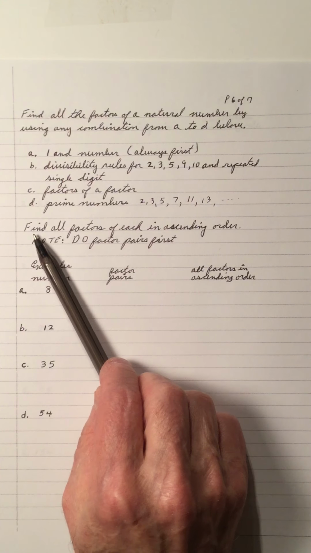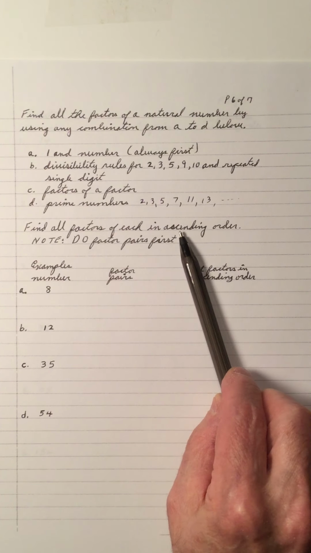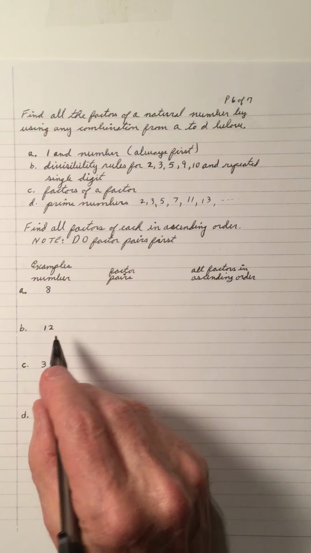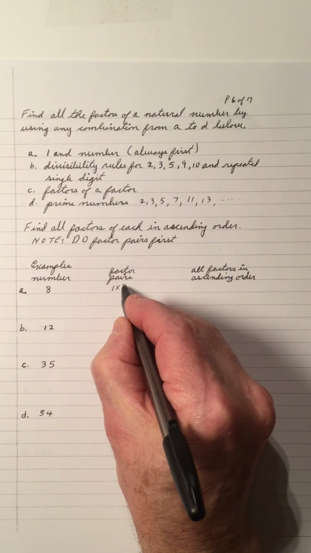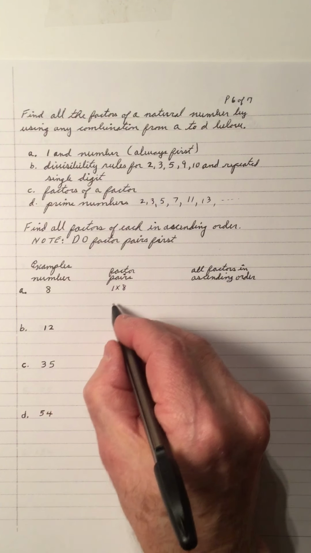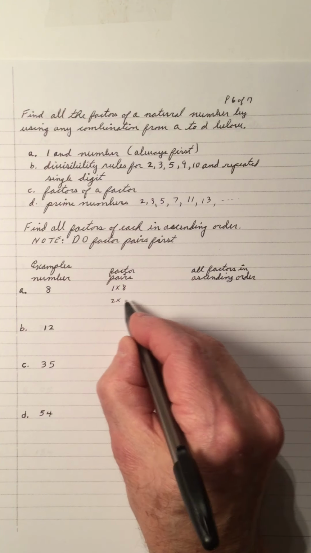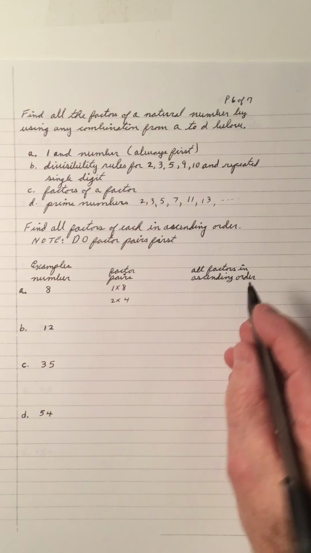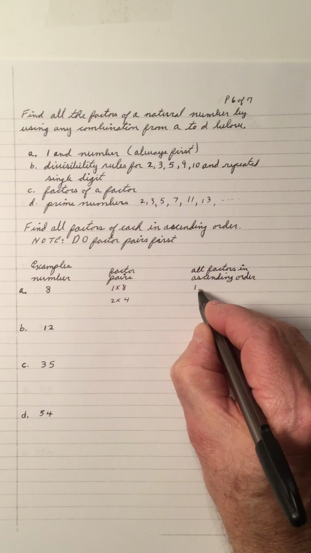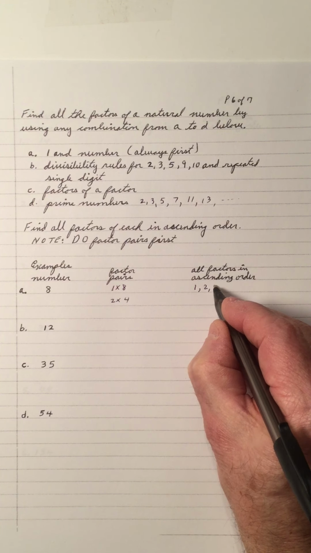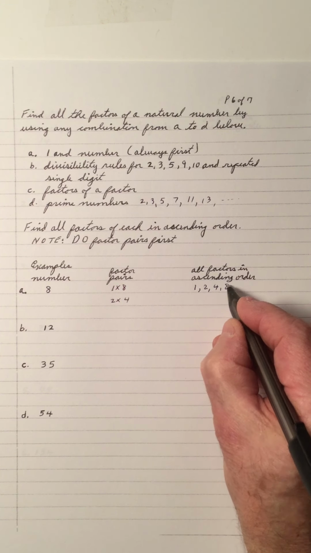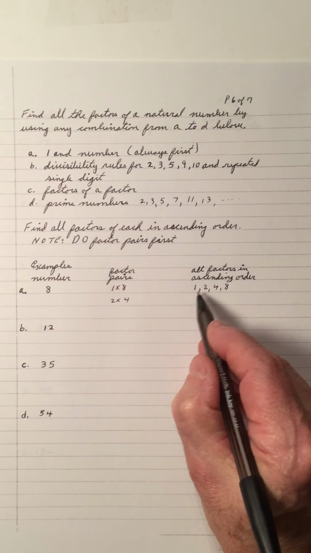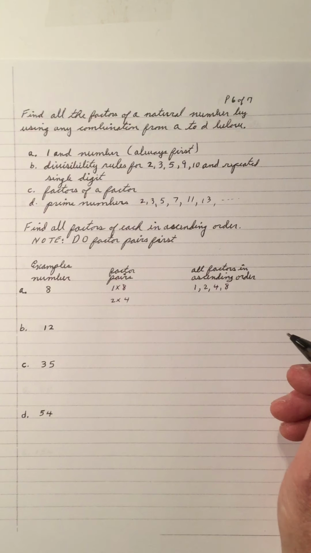Make sure you understand. Find all the factors of each in ascending order. Do factor pairs first. We have an 8, which is 1 times 8. 8 is even, so 2 is a factor, so it's 2 times 4. So we have no more, so we're going to put them all in order. We go 1, and then we got a 2, and then we got a 4, and then we got an 8. Notice that 1 and 8 is on the end, 2 and 4 are in the middle. That's the way you think about writing them down.